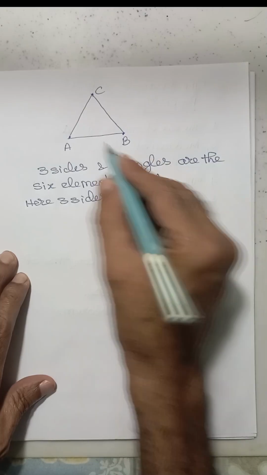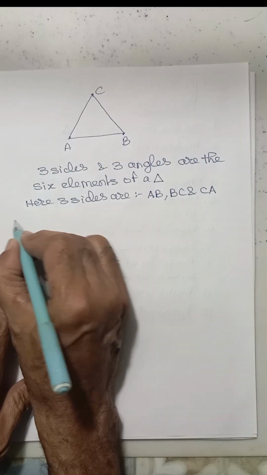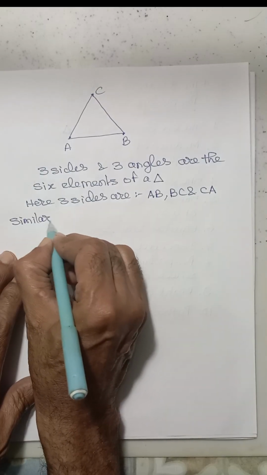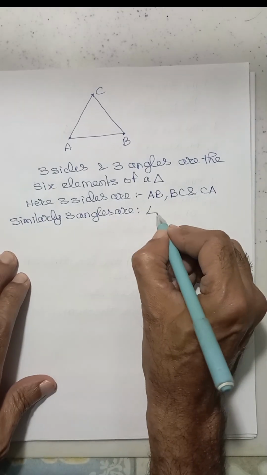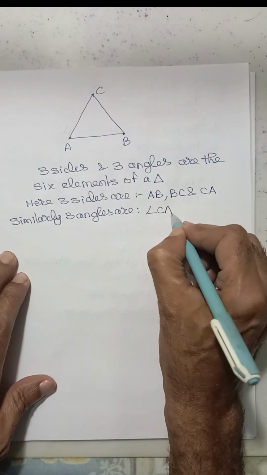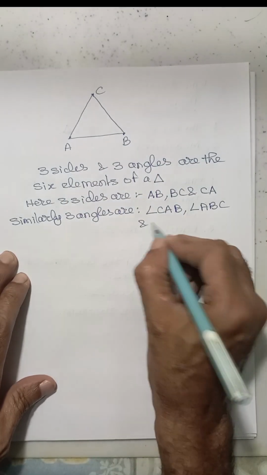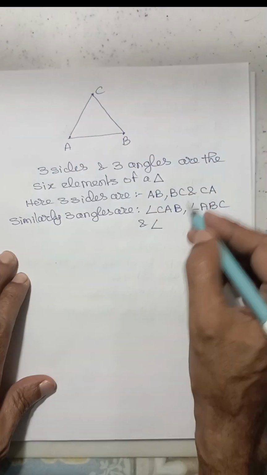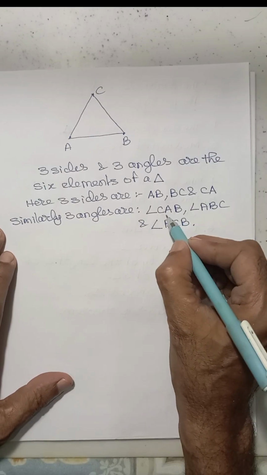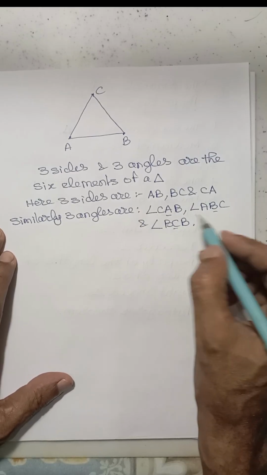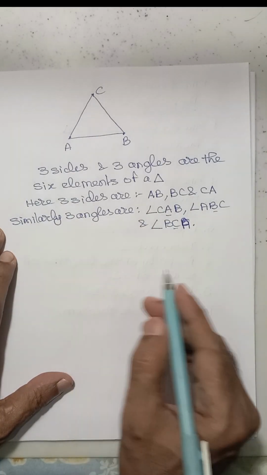Here three sides are AB, BC and CA. Similarly, three angles are angle CAB, angle ABC and angle BCA. In naming of the angles, all of you know that we keep the vertex in the middle. So BCA, sorry, it is BCA. So these are the six elements of a triangle.